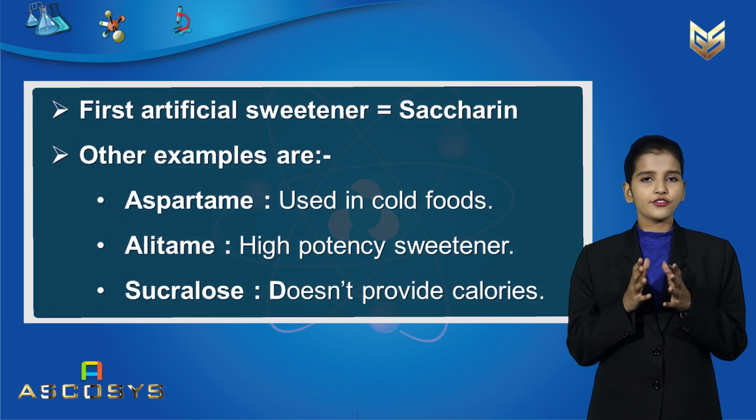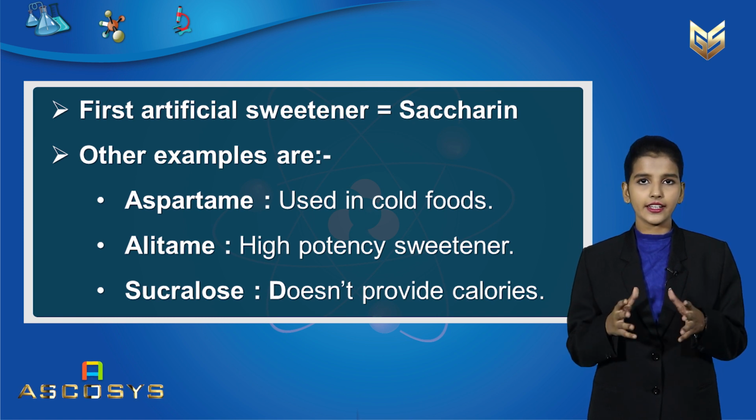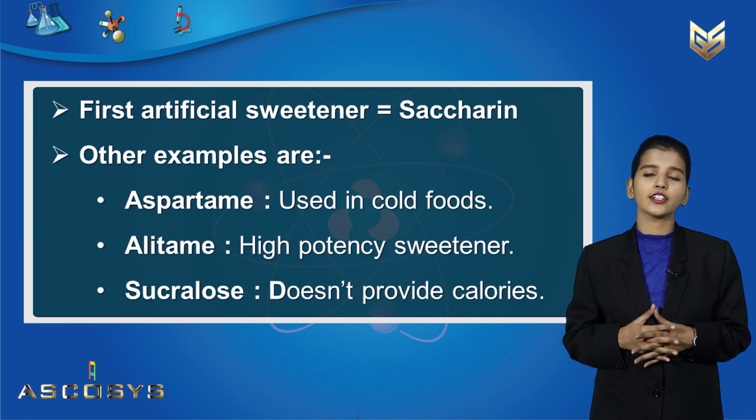Now, let's discuss some artificial sweetening agents. We take sucrose, that is sugar, in our diet, but sucrose is responsible for intake of calories and many people avoid it. So, in that case, we need some artificial sweetening agents, which can be used instead of sucrose and provide sweetness. The first artificial sweetener is saccharin. Saccharin is a very important artificial sweetener.